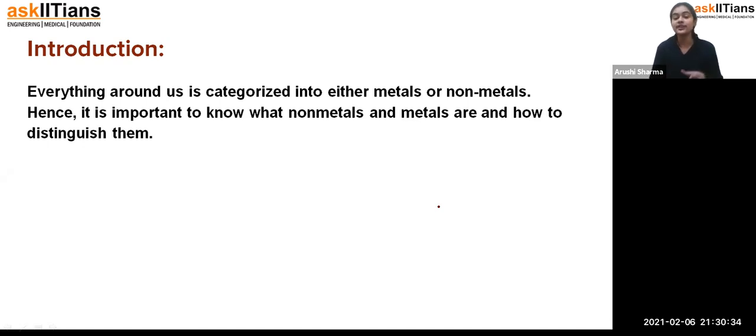So that's how we have seen how metals are used and where non-metals are used. We have to see all such things, and now we are going to discuss all about metals and non-metals.